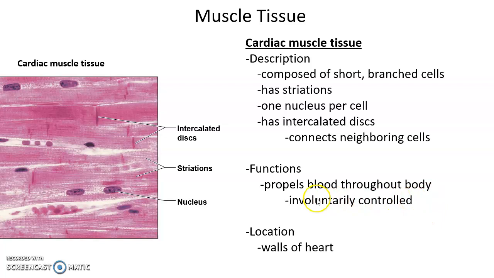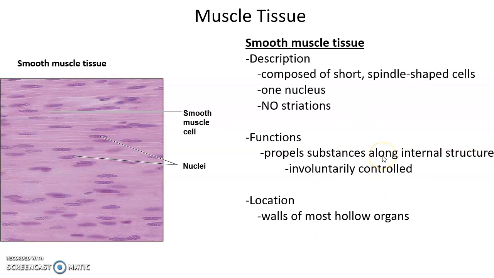The function of cardiac muscle tissue is to contract to move blood throughout the body. Our heart is involuntarily controlled. We do not have to think about making it contract. And the cardiac muscle tissue is found in the walls of the heart.